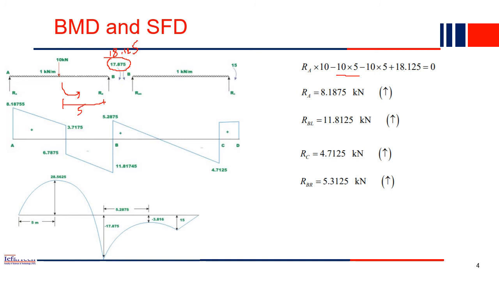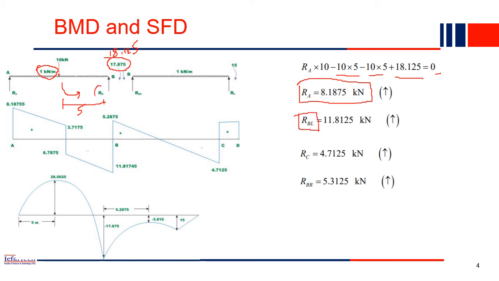Then the UDL is also acting. UDL is 1 kilonewton per meter, so WL square by 2. If you employ that, you will get minus 10 into 5 from the UDL. And then you have the moment also, 18.125, so 18.125 equal to 0. From here we can calculate the reaction RA, which is nothing but 8.1875. Now similarly, find RBL.